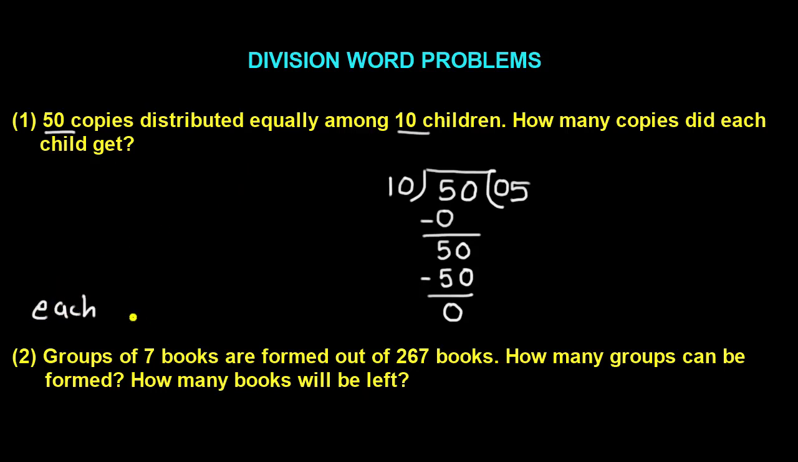Each child got 5 copies. So when you read the question, you can decide if you can solve it by using addition, subtraction, multiplication or division. And here we can read the word distributed. It means we have to use division. This way we can get the idea of how we can solve the question. Let's move to the next question.